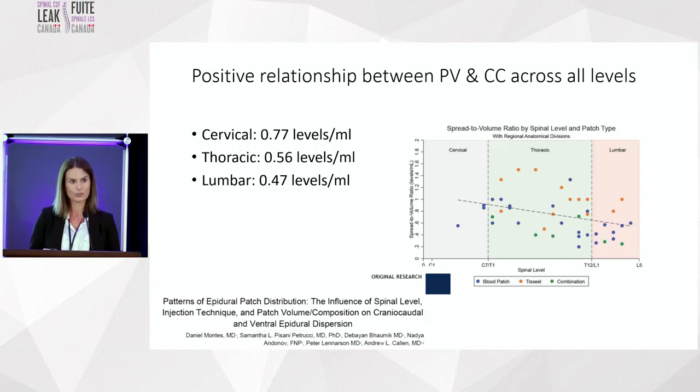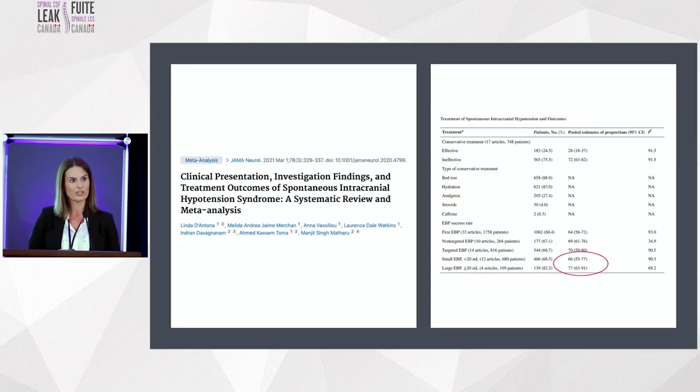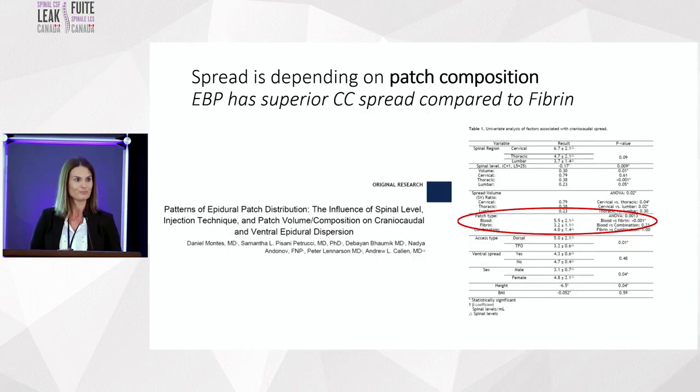This is clinically relevant because most of the non-targeted blood patches will be done at the lumbar level, like I just discussed. So we have to make up for that by injecting as much volume as we can. And this actually confirms data from the previous systematic review as well, which shows that larger epidural blood patches give clinically better outcomes for our patients.